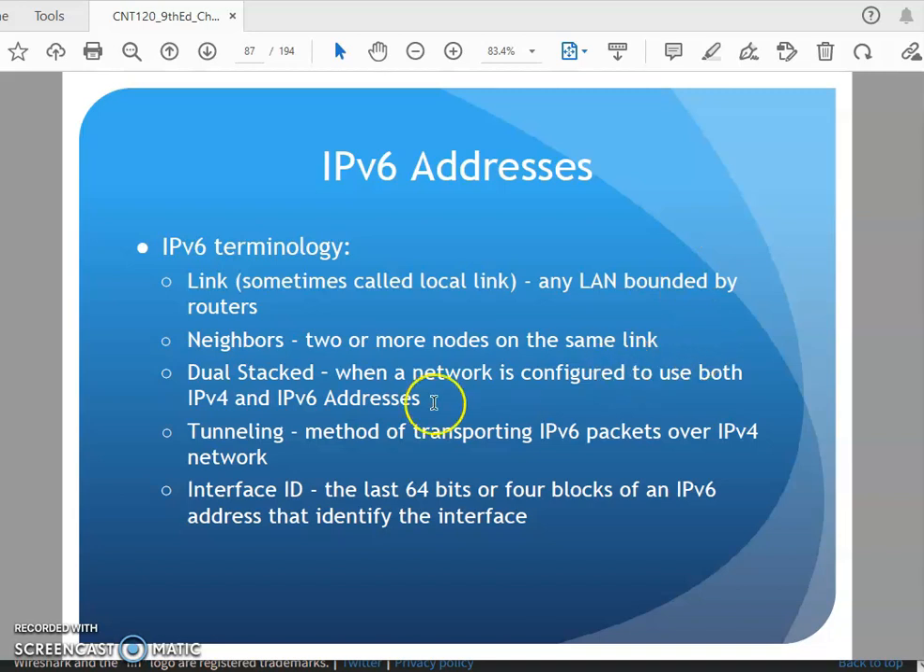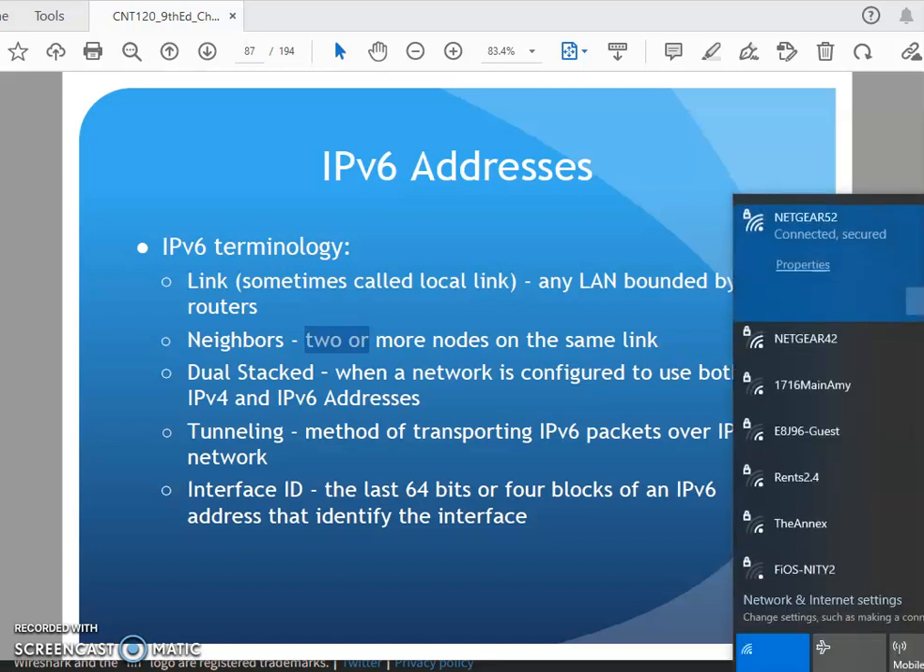There are some terminologies. They mention a link in here. This is basically a LAN bounded by routers, kind of like almost like a network. That's that kind of term. Neighbors, 2 or more nodes on the same link. Dual stacked, when we have a network configured that uses both IP version 4 and IP version 6 addressing.